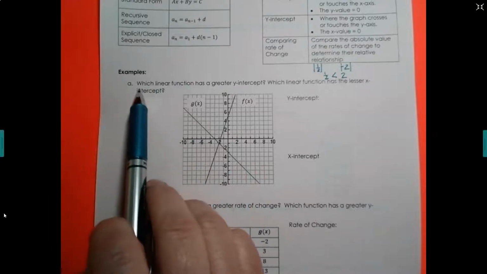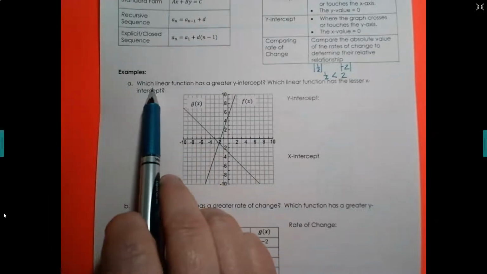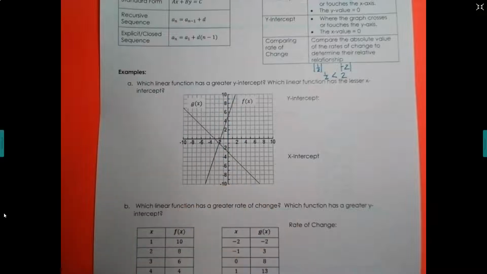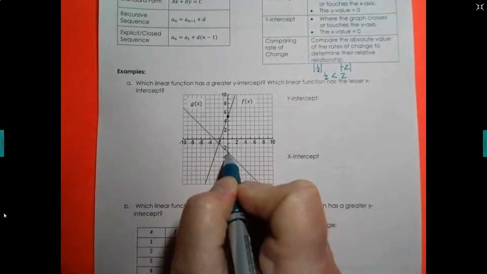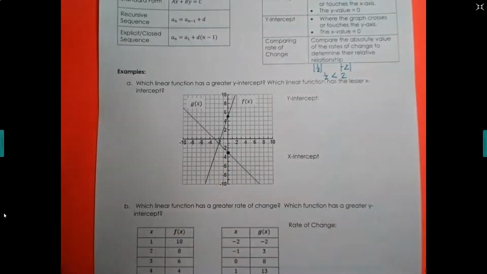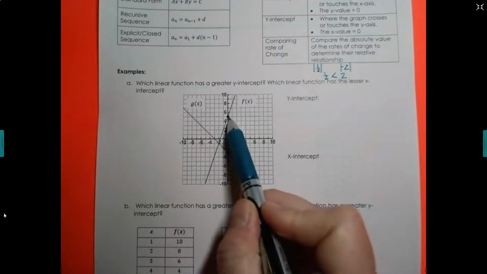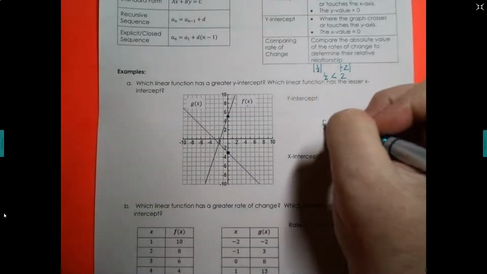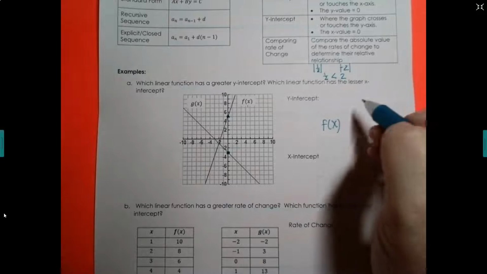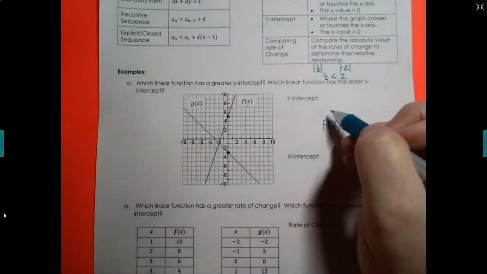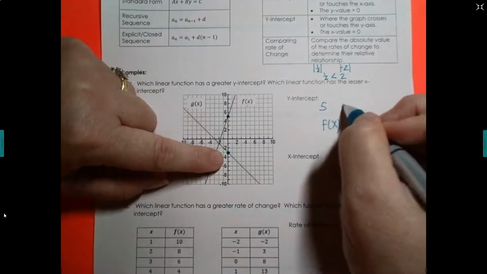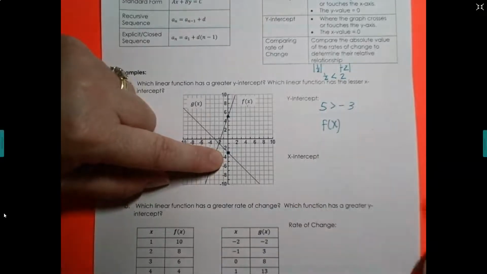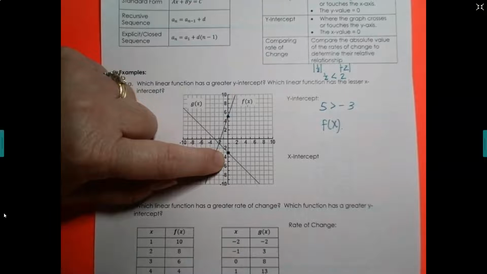All right, so I have two questions in my example here. The first question is, which linear function has a greater y-intercept? The y-intercept is where the graph crosses or touches the y-axis. So there or there. Which one has the bigger number? That's what this question is asking. So that's this line, and that line is f of x. Because we have a y-intercept of 5, and we have a y-intercept of -3, and 5 is greater than -3, so f of x is the greater one.